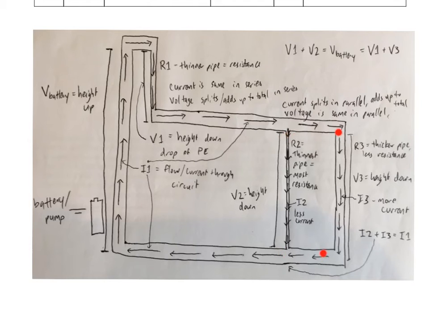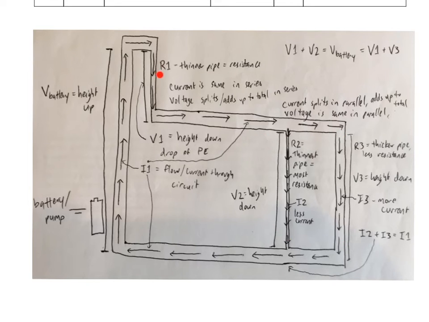And it doesn't matter which pathway it travels on, it still has to drop the same amount. So voltage is added together in series. You'll notice that the voltage is the same for both pathways when they're in parallel. So the height component here would be the voltage. Voltage up equals voltage down. In series, we add the voltages together, that plus that. In parallel, the voltages are going to be equivalent to each other.